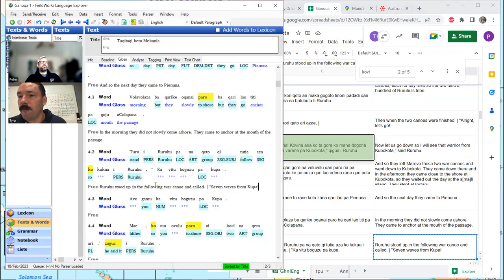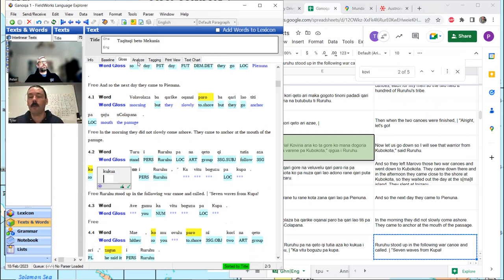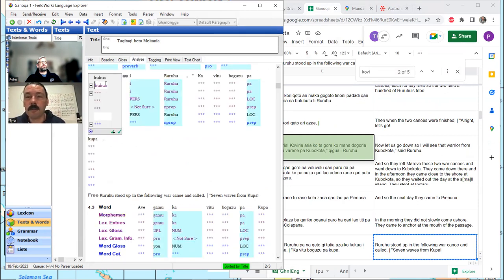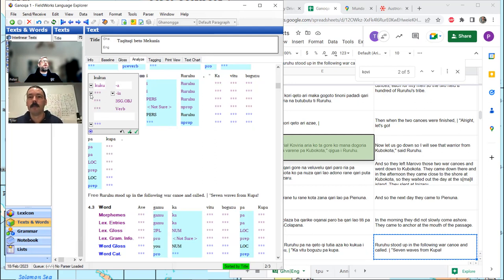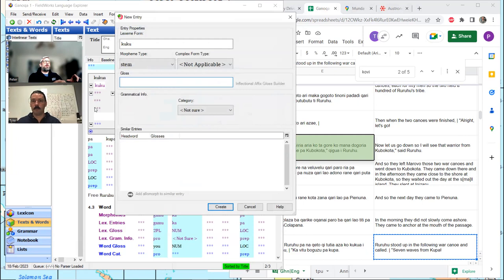Ruruhu stood up in the following war canoe and called. He called. Why is there no ngi there? I would love to know. One of the things we're going to have to deal with, I'm going to call this call. What do you think? I think we already have a call. We don't? No need to shout.